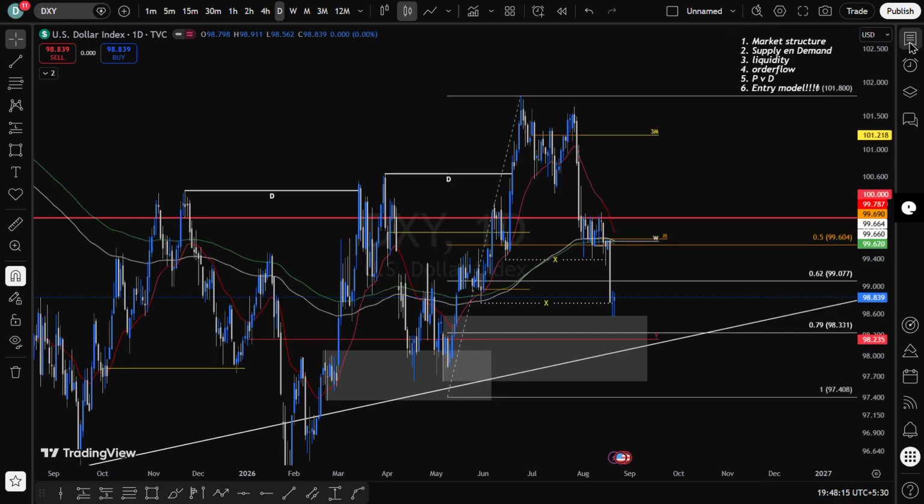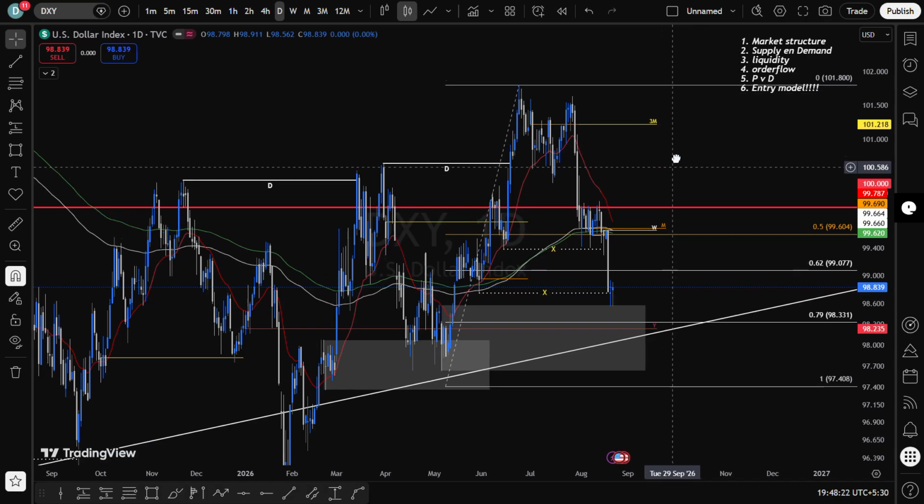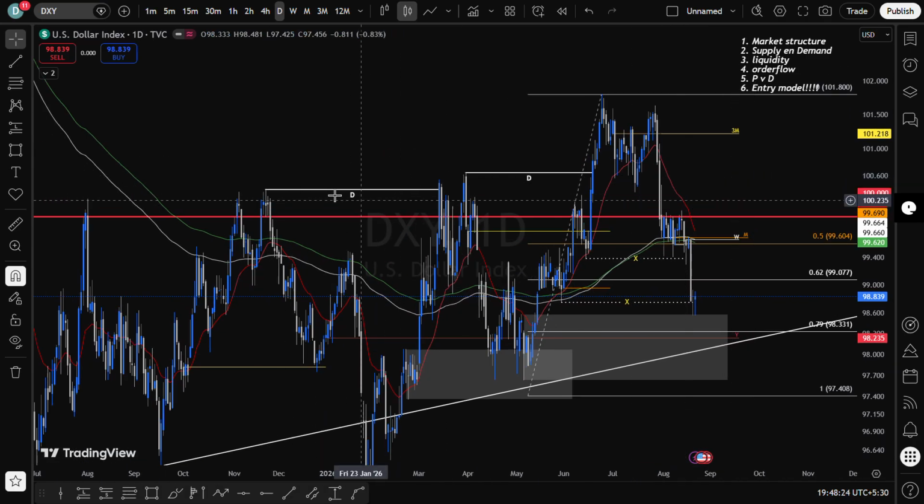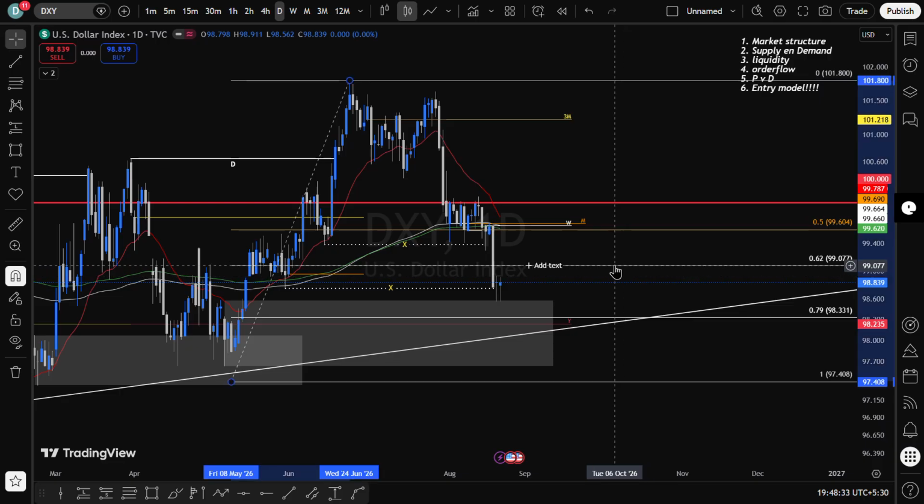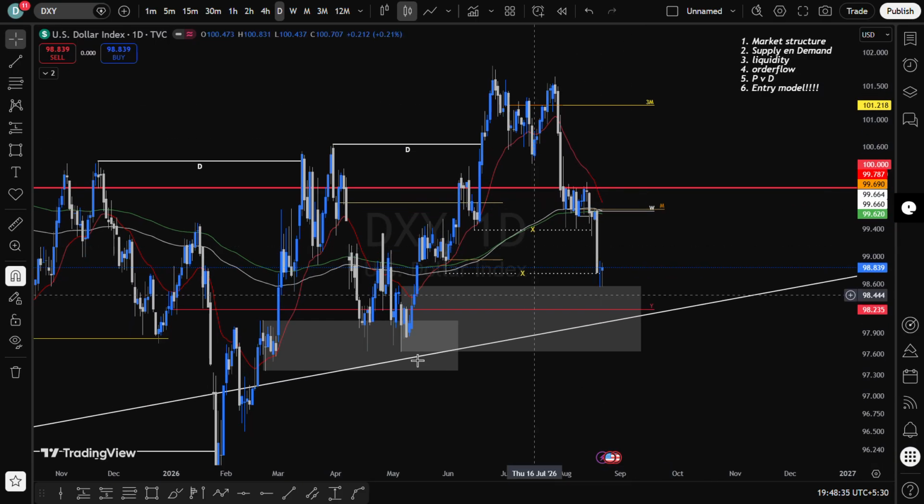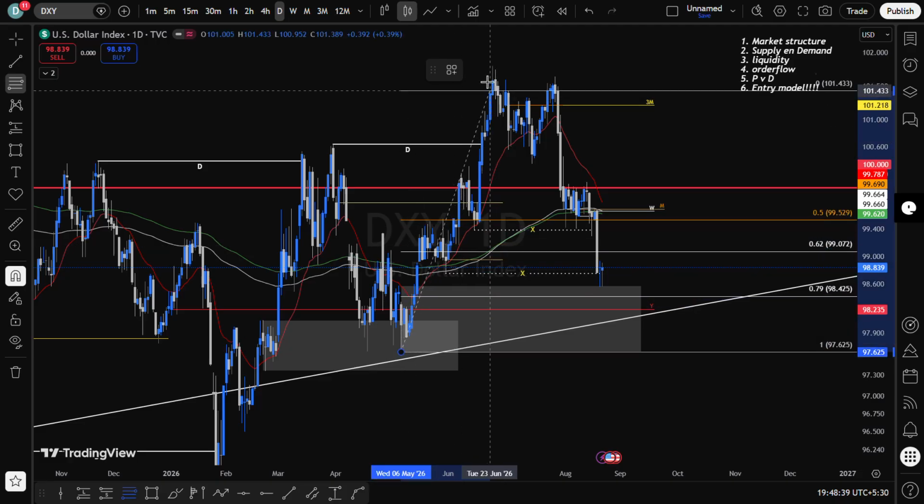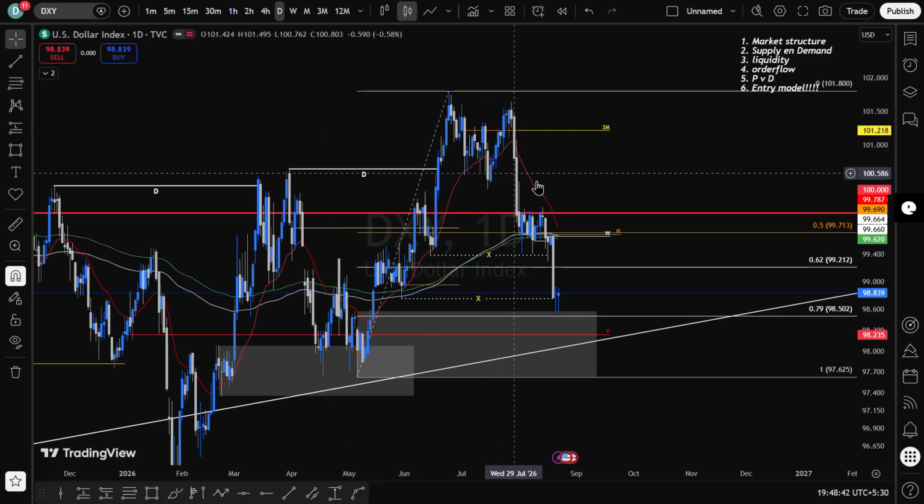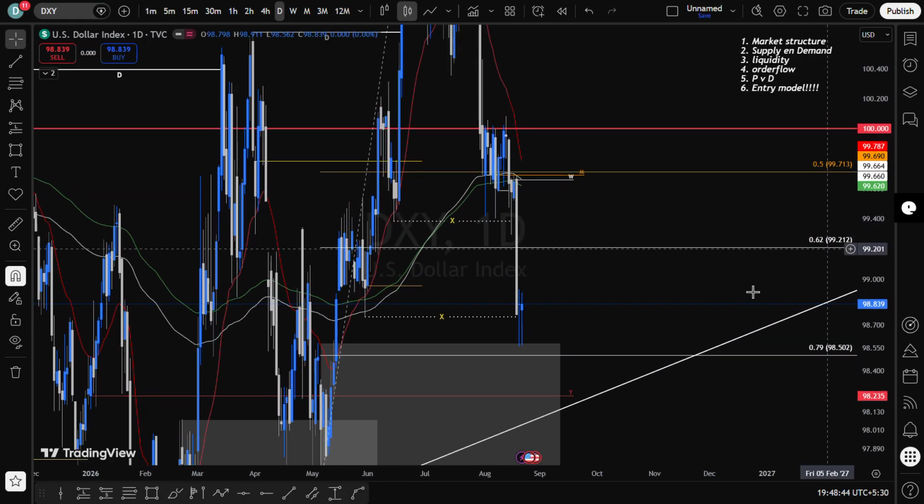As we can see, DXY after the FOMC has fallen very much, and it is very nice because it was in an uptrend. As we can see on the daily, it was breaking structure on structure, and after breaking structure, it has fallen into the premium fib level. This is our premium fib level, from here to here, and we can see it is currently in the optimal trade entry area.